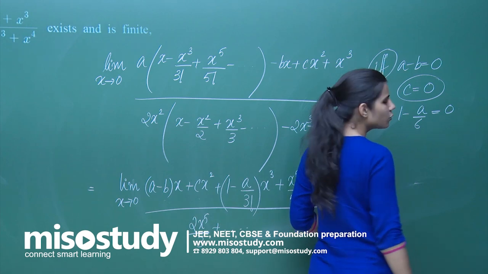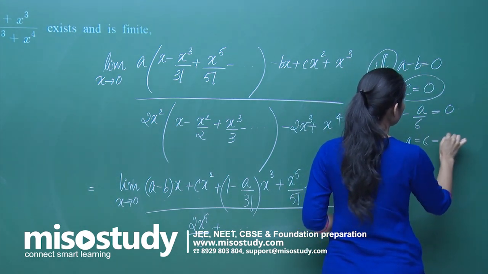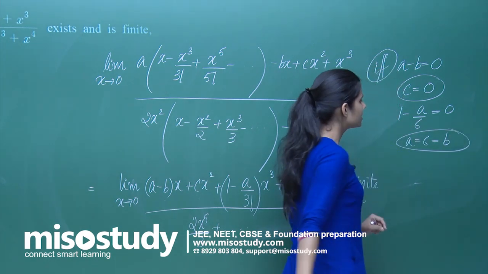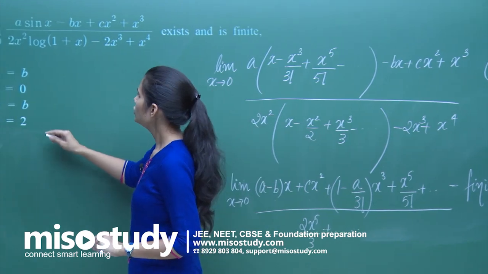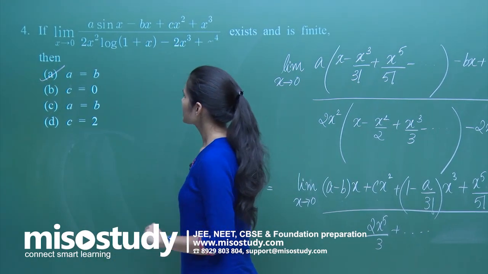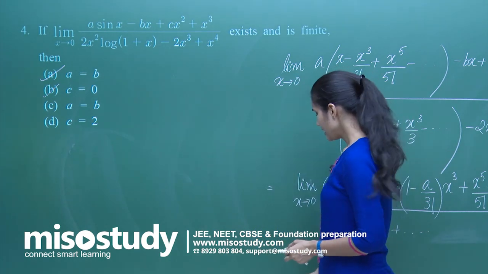This means 1 equals a by 6, or a equals 6, but a is equal to b, so a equals b equals 6. So this limit will be finite when a is 6, b is 6, and c is 0. Clear? Let's move on to the next.